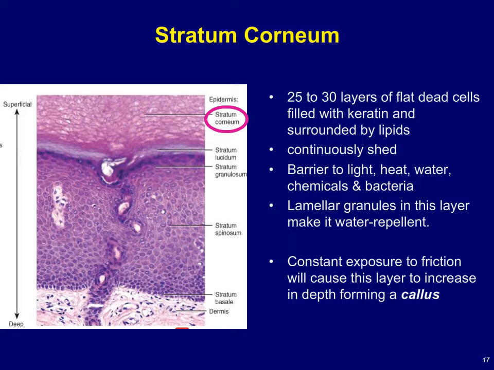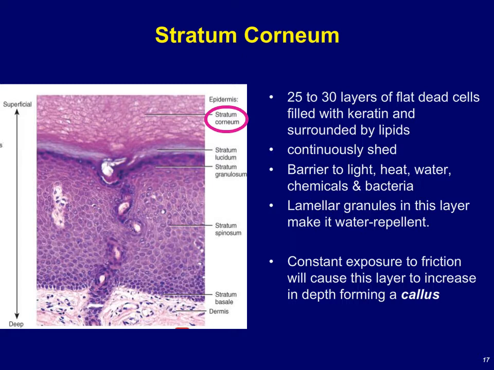And this continuous shedding of epithelial cells is one way to prevent bacteria and fungi from getting a hold on the skin and invading deeper regions of the body. It's also a very effective barrier to light, heat, water, and most chemicals. And this is because it contains lamellar granules which contain both keratin and also lipid that make it tough and watertight.